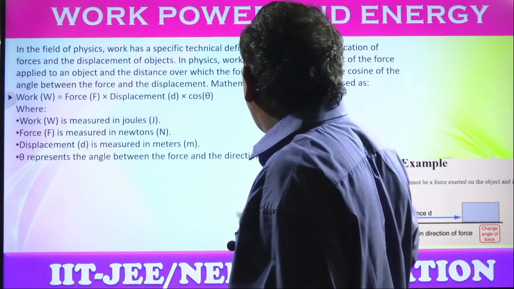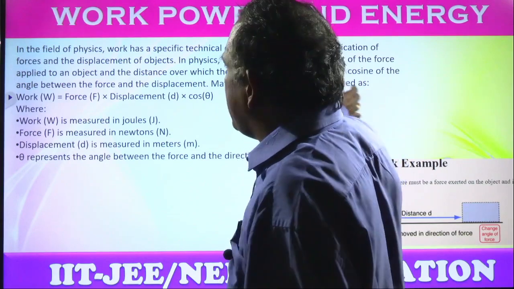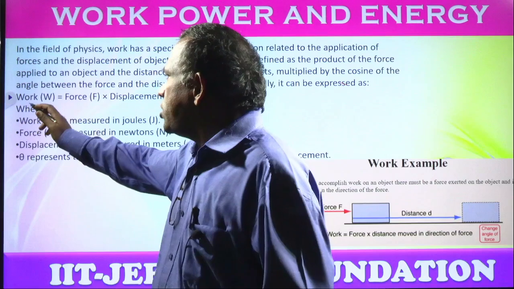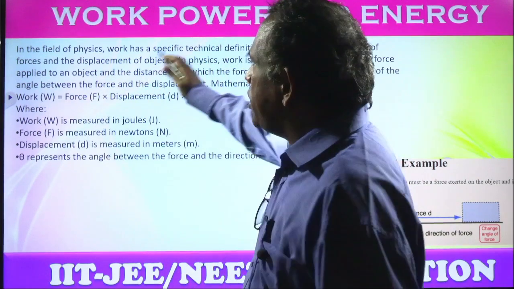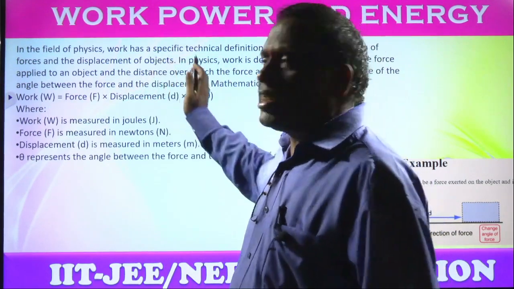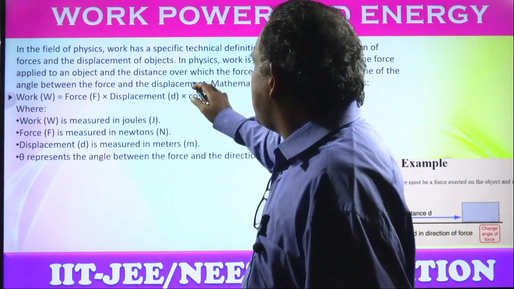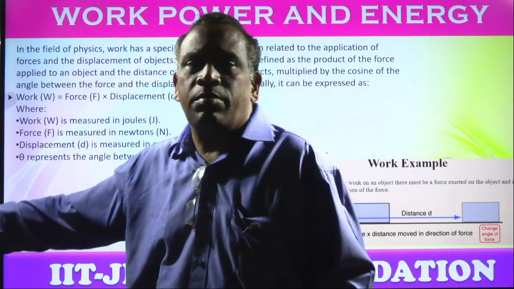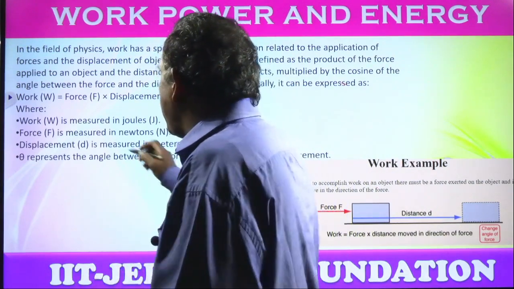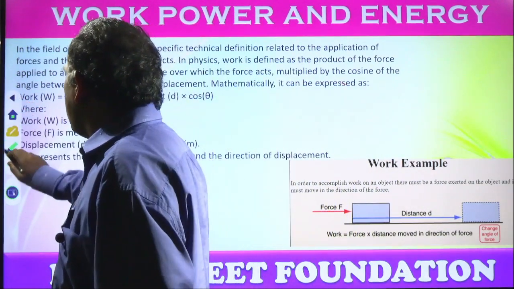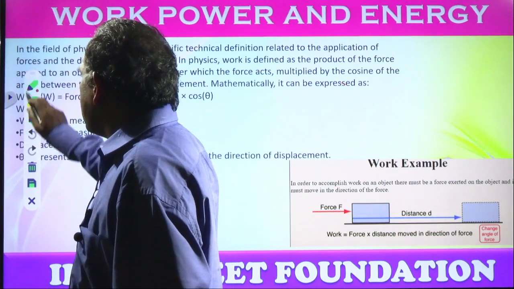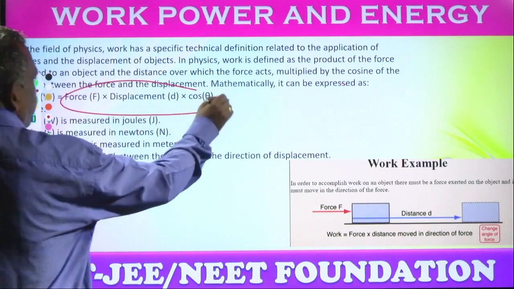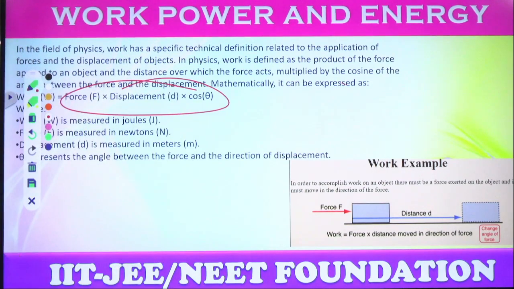That is called work. In physics, work is defined as the product of the force applied on the object and the distance over which the force acts, multiplied by the cosine of the angle between the force and displacement. It means that work is equal to F s cos theta. You have to understand here: force into displacement into cos theta.